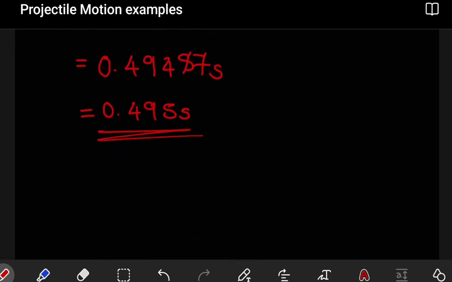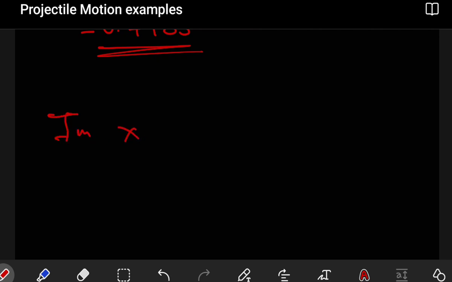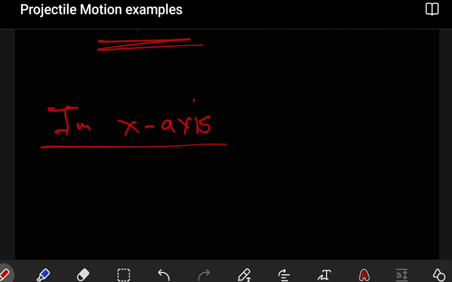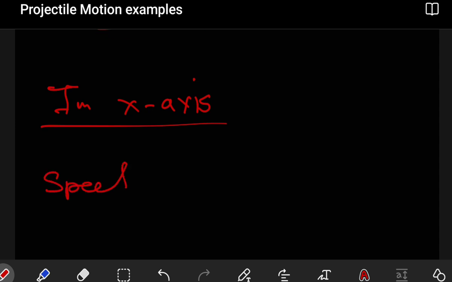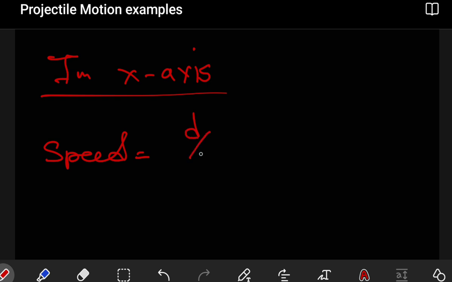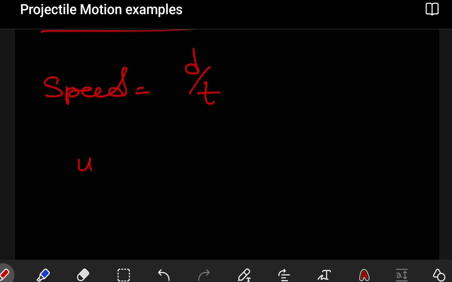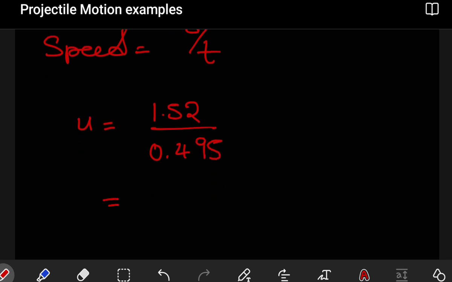So we now go in the x-axis, with the information that we saw earlier on, and the absence of acceleration there again implies that we're using speed is equals to distance over time. The speed is what we are looking for, the initial one. The distance it moves through is 1.52 divided by the time, which is 0.495. I'll use the one I still have on my calculator to get the answer, which is 1.52 divided by my time there, which comes to give me 3.07 meters per second. So this is the velocity that the ball actually rolled off with.